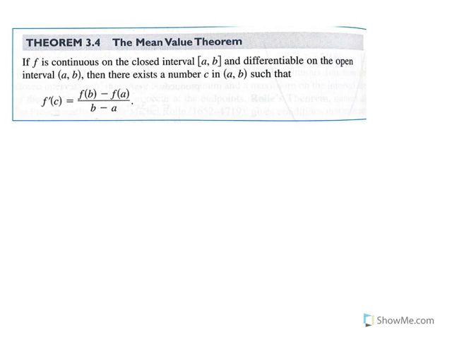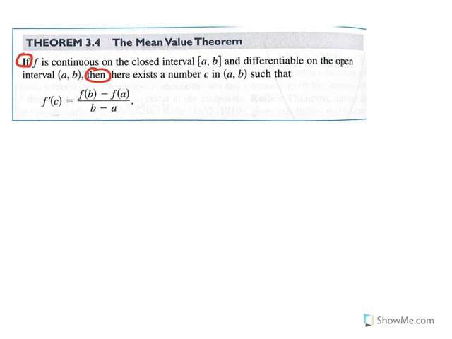Also used in the derivation of the definition of arc length is the mean value theorem. And here's the statement of the mean value theorem from your textbook. It is Theorem 3.4, and it is stated as a conditional statement. You have if, then. So we have hypotheses, and if the hypotheses are satisfied, the conclusion must follow.